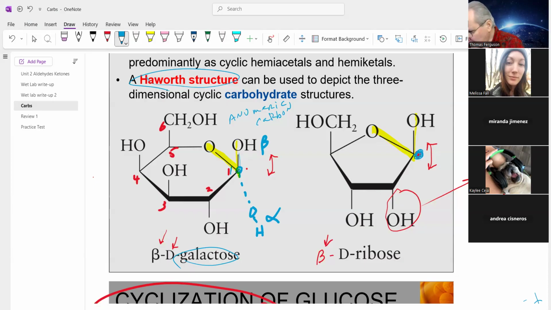Now this OH here on the anomeric carbon can be up or down. I'll show you that in a little while. If it's up, it's a beta version. If it's down, it's alpha version.